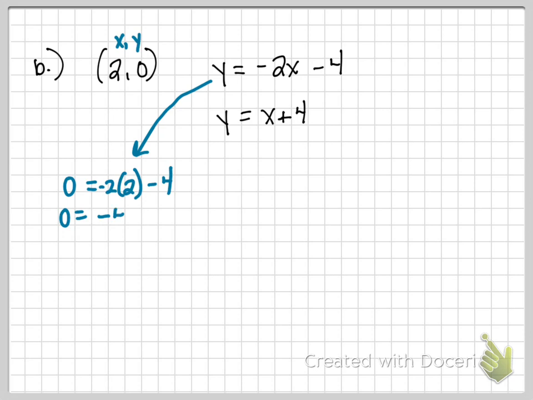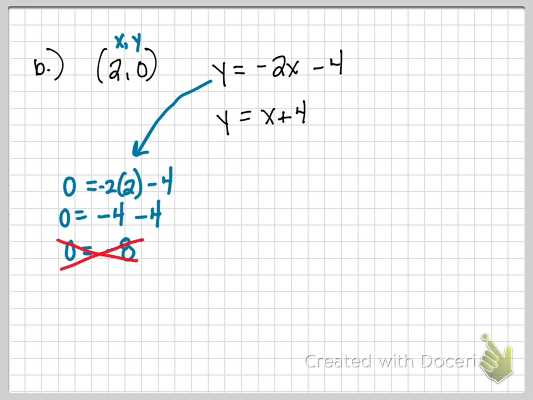0 is equal to negative 4 minus 4. Make sure you're careful with your math. Negative 4 minus 4 gives us a negative 8. So this is not a true statement. 0 does not equal negative 8.